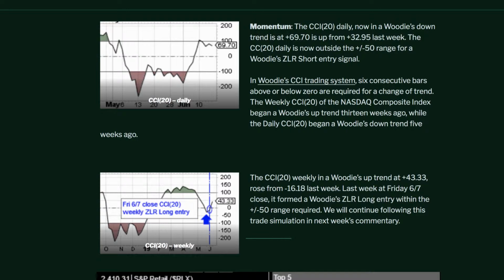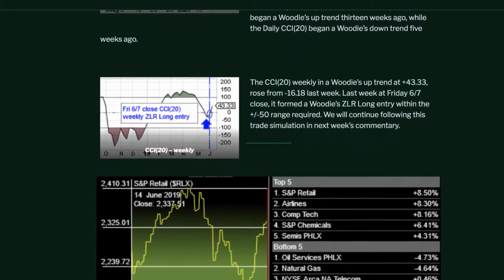The weekly CCI 20 of the Nasdaq Composite Index began a Woody's uptrend 13 weeks ago, while the daily CCI 20 began a Woody's downtrend 5 weeks ago. The CCI 20 weekly in a Woody's uptrend at a positive 43.33 rose from negative 16.18 last week. Last week at Friday 6/7 close, it formed a Woody's zero line reject long entry within the plus or minus 50 range required. We will continue following this trade simulation in next week's commentary.